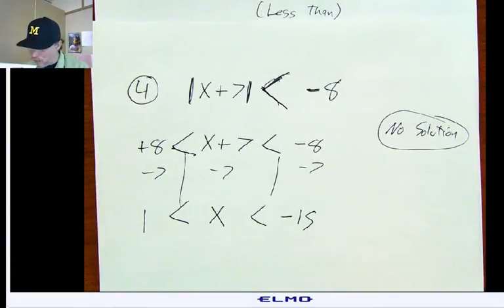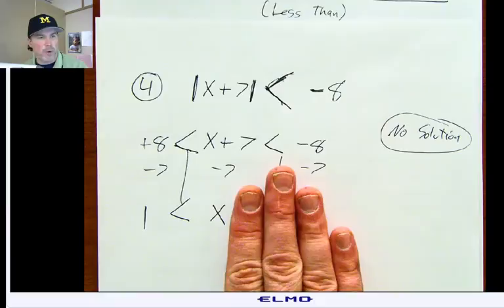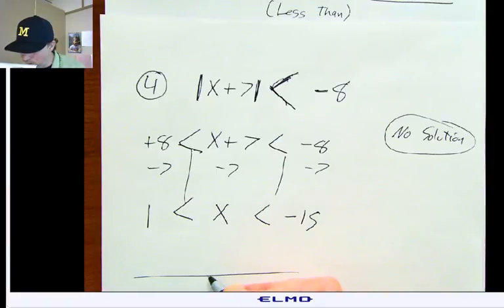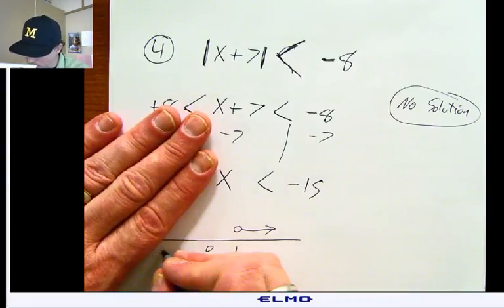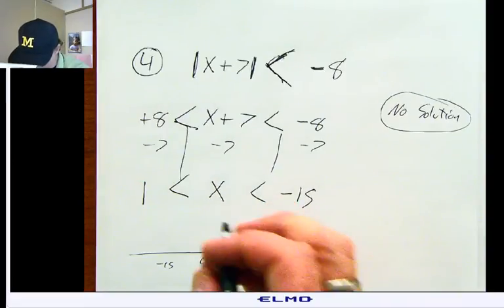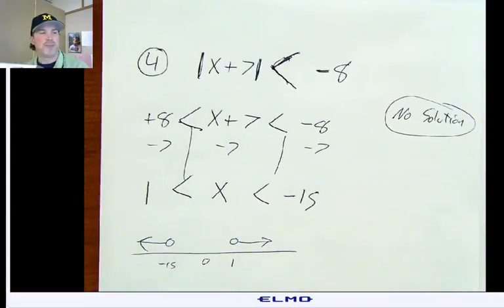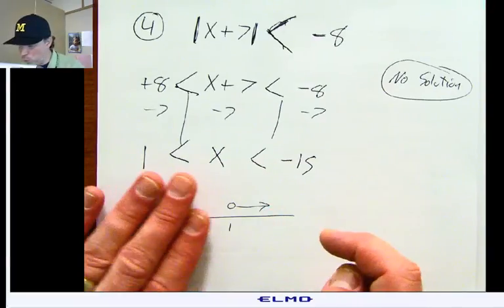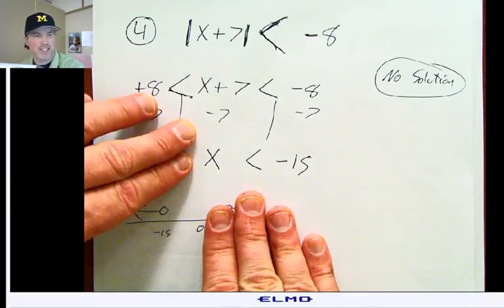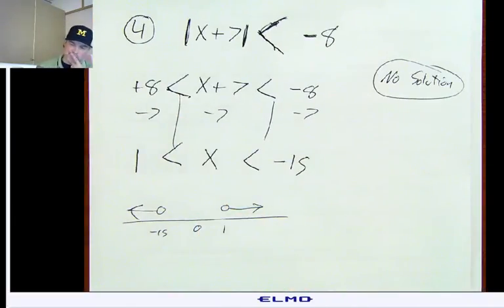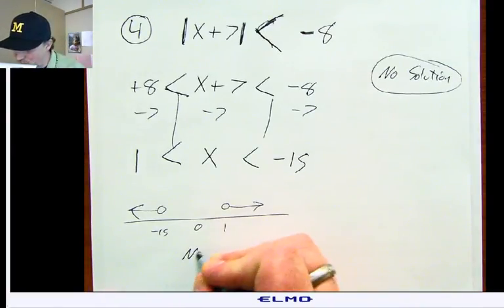So think about this. I need a number that is greater than 1. So if I think about the graph here, I need this number to be greater than 1, and I need this number to be less than -15. Tell me something, students. When is a number greater than 1, but at the same time less than -15? Never. That's when. So the answer is no solution.